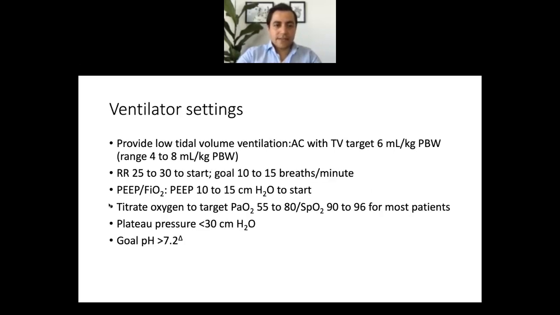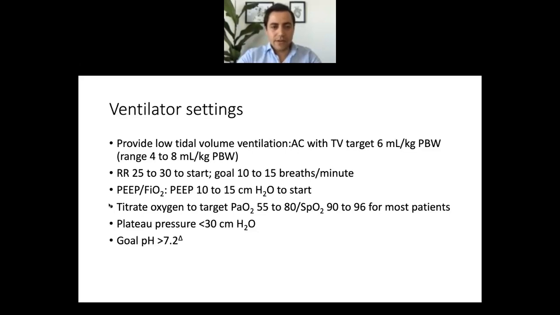So the ventilator settings should be to provide low tidal volumes with targets around 6 milliliters per kilogram of predicted body weight. Your ventilatory rate should be around 25 to 30 to start with, and your goal is to go as low as 10 to 15 breaths per minute.